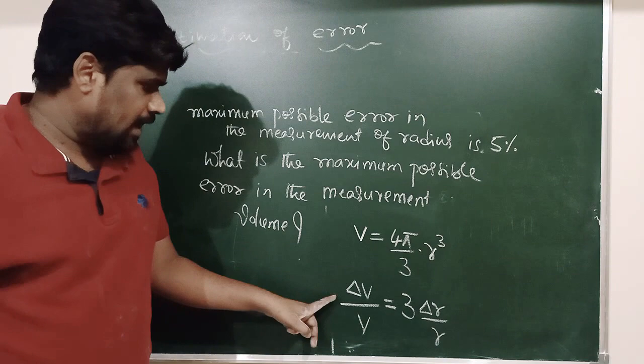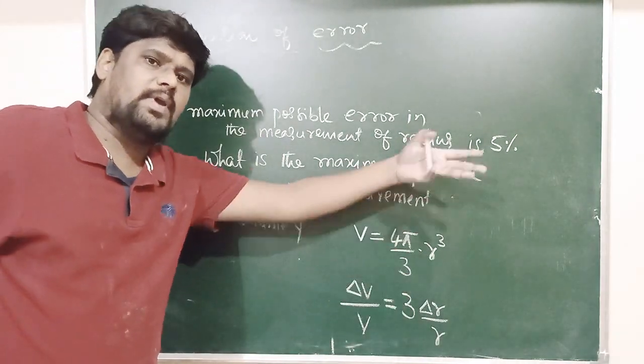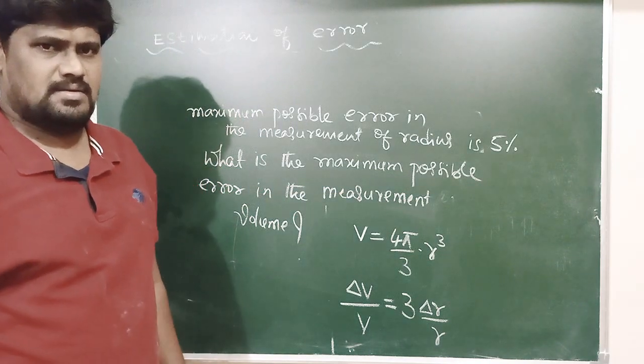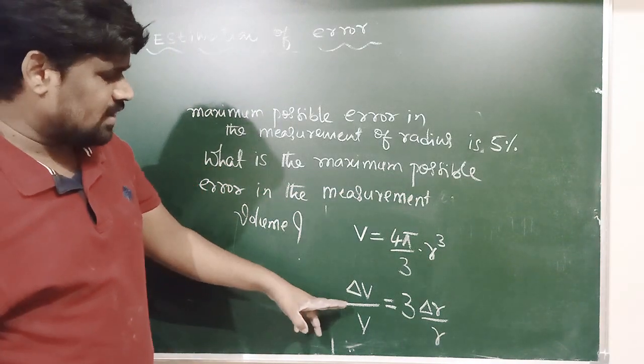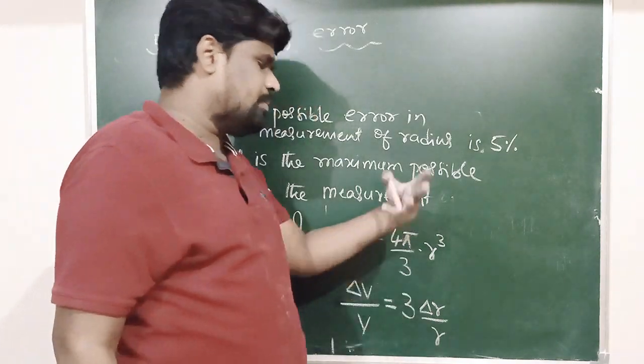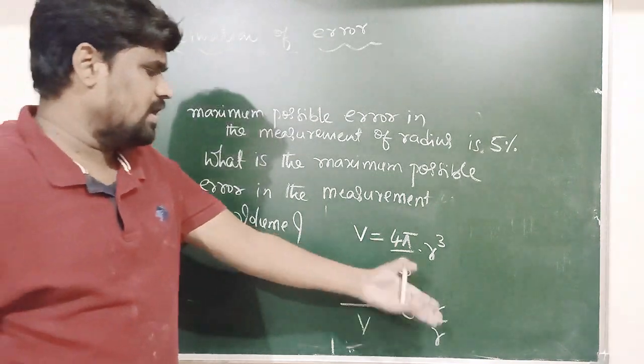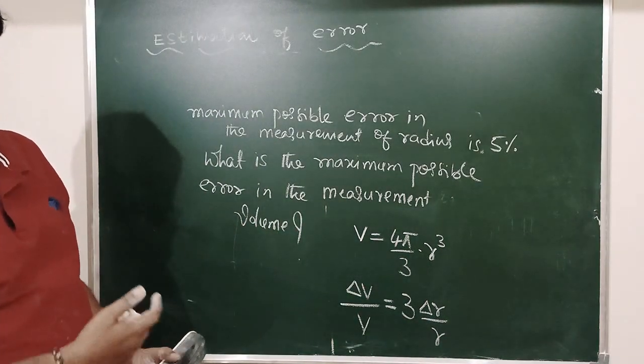The relative error in the volume is 3 times the relative error in the radius. That means the percentage of error in the volume should be equal to 3 times the percentage of error in the radius. Very simple.